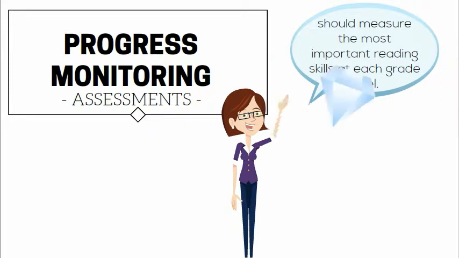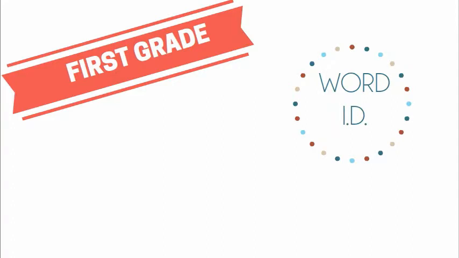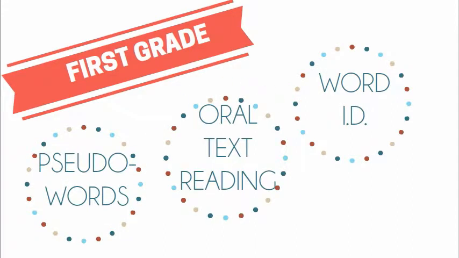Progress monitoring should measure the most important reading skills at each grade level. In kindergarten, assessment should focus on phonemic awareness skills, especially segmentation and substitution or elision. Students in first grade should demonstrate fluency with word recognition, non-word or pseudo-word reading, and oral reading of connected text.